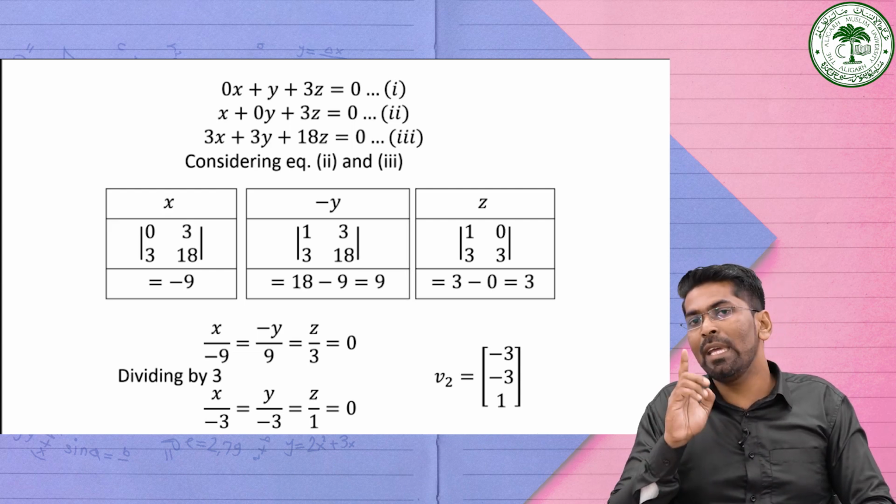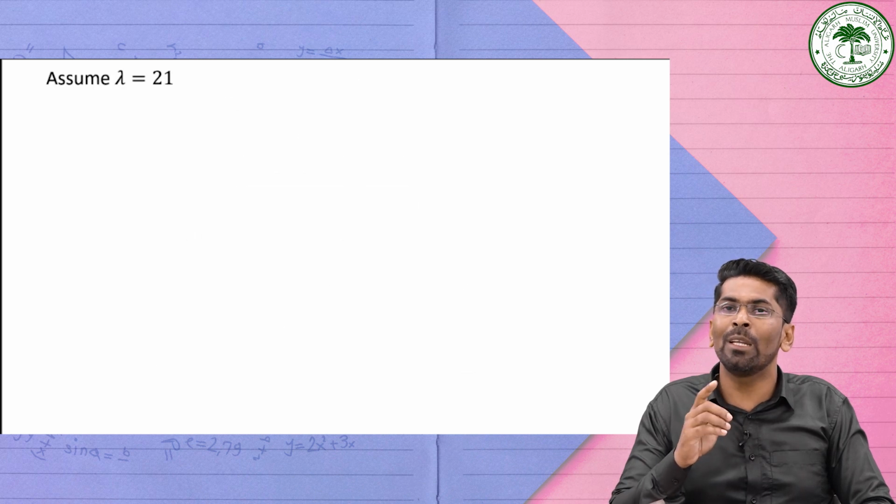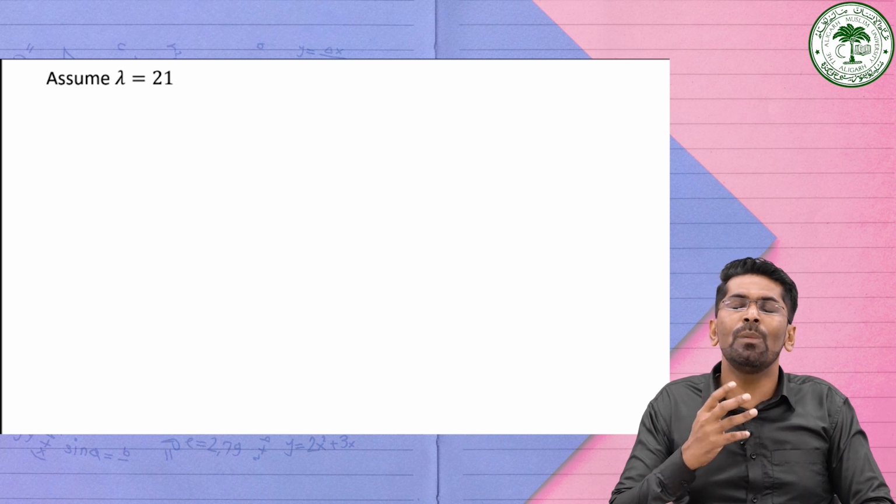Now again we have the eigenvalue lambda equal to 21. We want to find out the eigenvector for the eigenvalue of 21 also. So it is a little bit lengthy.